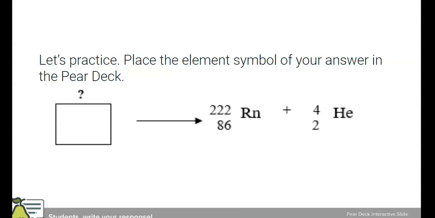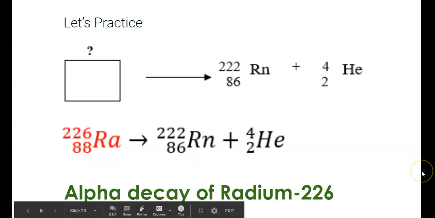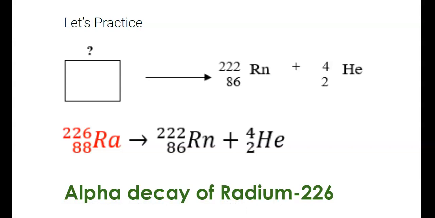Okay, now I want you to pause for a second and try this. You're going to try to find the original parent nucleus here, and press play when you think you have the answer. Okay, so in this case, again, we need to make sure that the sum of the mass numbers on either side of the arrow are equal, and the same for the atomic numbers. So 222 plus 4 equals 226, and 86 plus 2 equals 88. And looking at the periodic table, element 88 is radium.